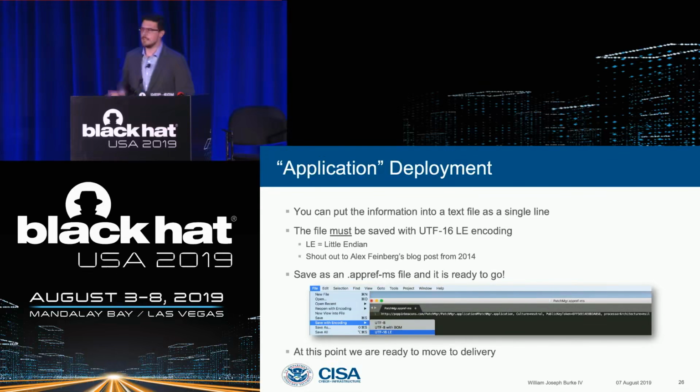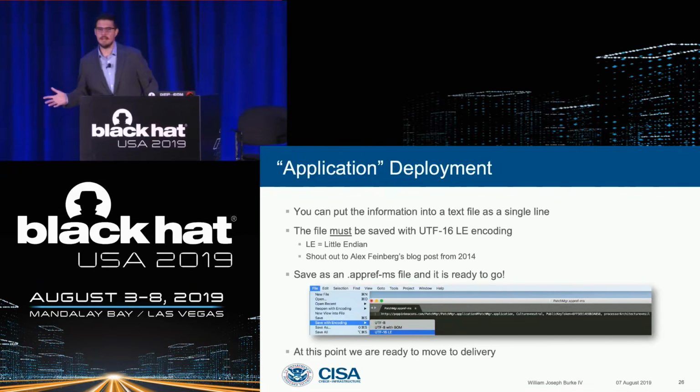So not too much digging is necessarily involved, but once you have that data, save it single line. You have to save it as UTF-16 little endian format, or else it won't work, and it won't tell you why it's not working. That one was an absolute pain to work through. But once you have that there, save it off as an Appref MS, and then you're good to go. And that's it. Simple, right?